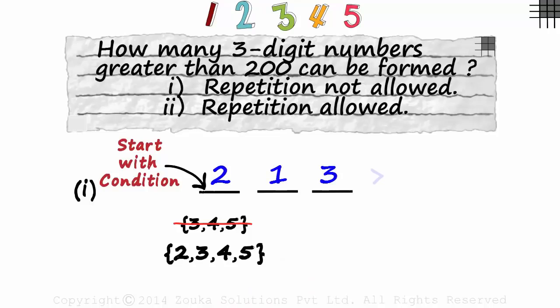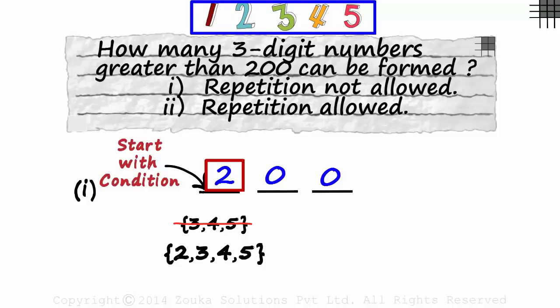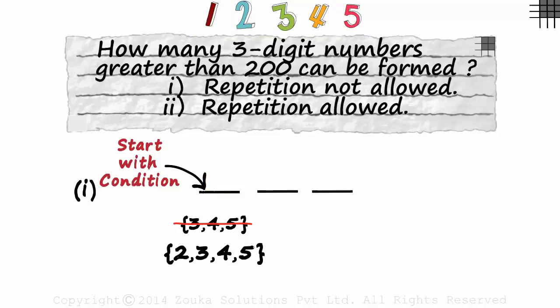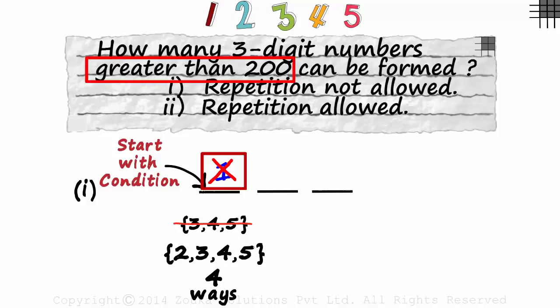Even 213 is greater than 200. 245 is also greater than 200. The only number that will not be greater than 200 when 2 is in the hundreds place is 200. But here, 0 is not one of the 5 digits. So we don't have to worry about that special case of 200. There are 4 ways in which the hundreds place can be filled. With a 2 or a 3 or a 4 or a 5. Not a 1 as the number has to be greater than 200.